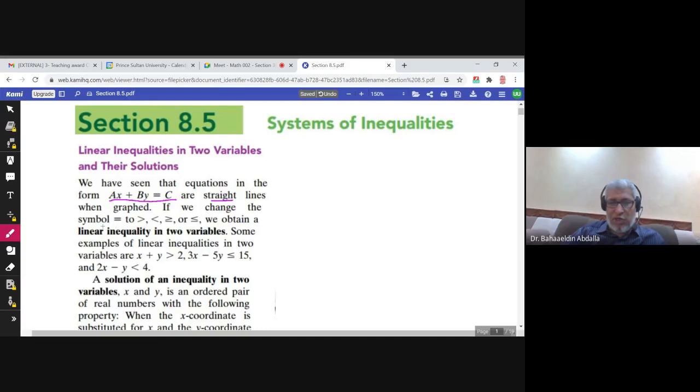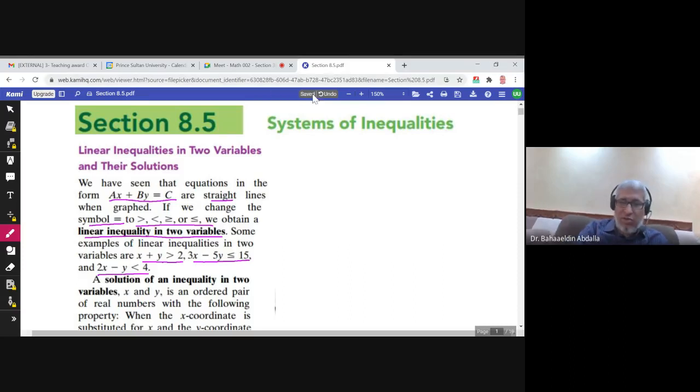Now, if you change the symbol equal to greater than, less than, greater than or equal, less than or equal, then we will have a linear inequality in two variables. And these are some examples. 3x minus 5y less than or equal to 15. This is a linear inequality in two variables.